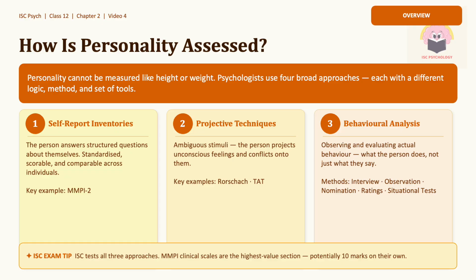So there are four broad approaches to personality testing that you need to know. First, self-report inventories, with the MMPI as a key example. Second, projective techniques, specifically the Rorschach Inkblot test and the Thematic Apperception test. Third, behavioral analysis, covering 5 specific methods. So let us work through each one carefully.